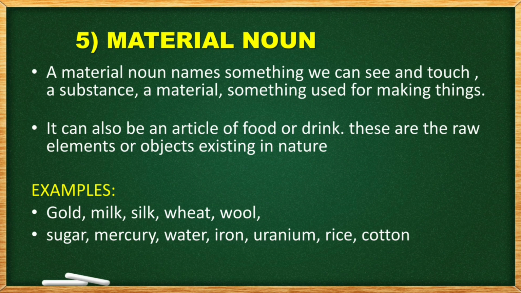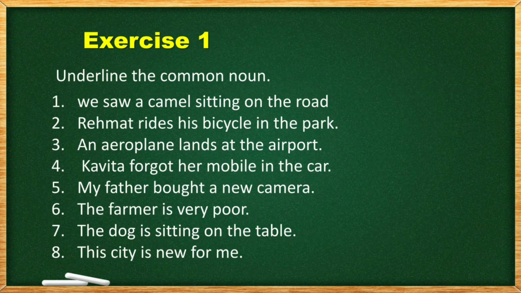Examples are like gold, milk, silk, wheat, wool, sugar, mercury, water, iron, uranium, rice, cotton. Here some examples are given.